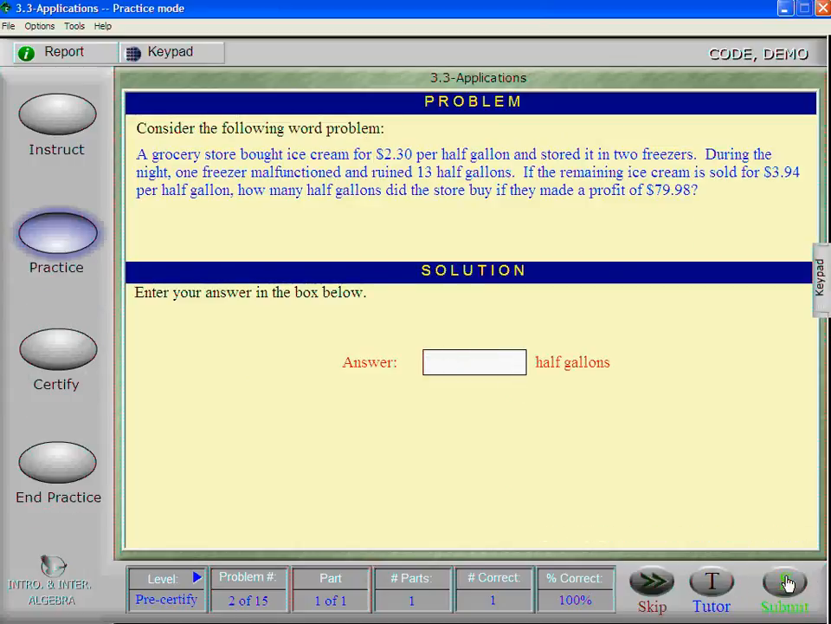So I'm just going to see how far I can get with these problems. A grocery store bought ice cream for $2.30 per half gallon and stored it in 2 freezers. During the night, one freezer malfunctioned and ruined 13 gallons. If the remaining ice cream is sold for $3.94 per half gallon, how many half gallons did the store buy if they made a profit of $79.98? Okay, so let's check out the tutor mode on this one.